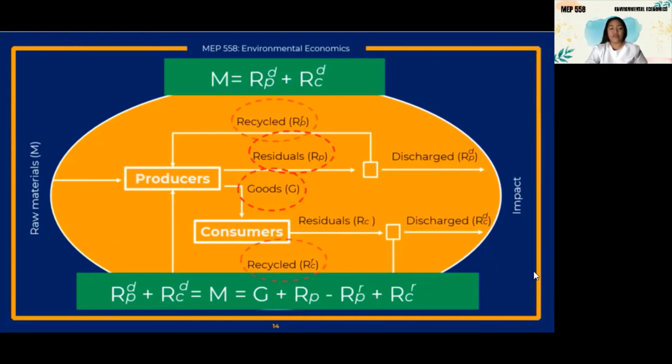So of course, the third way of reducing residuals is possibly recycling. Instead of discharging production and consumption residuals in the environment, we can recycle it back to the production process.